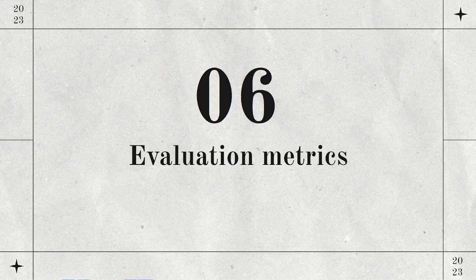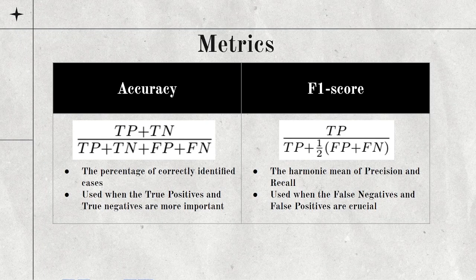Next is evaluation metrics. We use accuracy and F1 score to see the results. These are the formulas of the 2 methods. Accuracy measures the percentage of correctly identified cases, and F1 score is the harmonic mean of precision and recall. Accuracy is used when the true positives and true negatives are more important, while F1 score is used when false negatives and false positives are crucial.